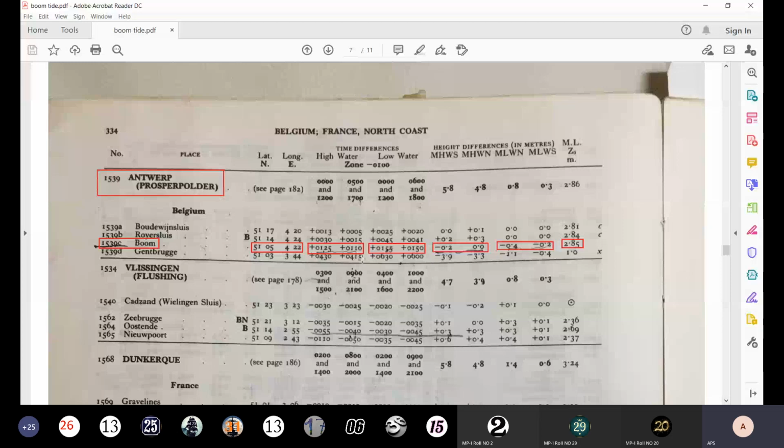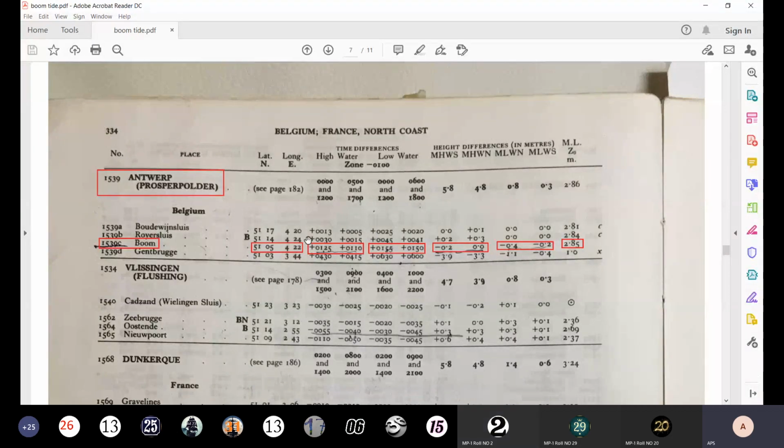Now, suppose I want time for 3 o'clock morning. So how will you get it? High water is 3 o'clock at Antwerp. So what will be the correction for Boom? 0000 and 0500. 0000 is 1 hour 25. 5 o'clock is 1 hour 10. That means the correction is reducing. 1 hour 16. So you all are getting that now?